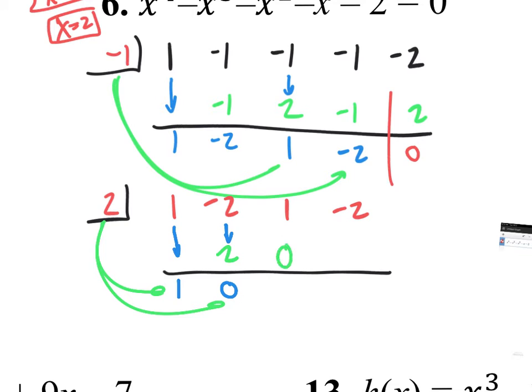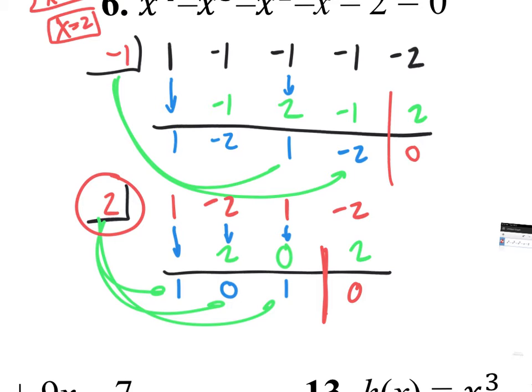2 times 0 is 0. 1 plus 0 is 1. And 2 times 1 is 2. And of course, the remainder, once again, is 0. No surprise, because we already knew that this guy was an answer. Okay, so why did I do that? To get my depressed polynomial. My depressed polynomial will be 1x squared plus 0x plus 1.